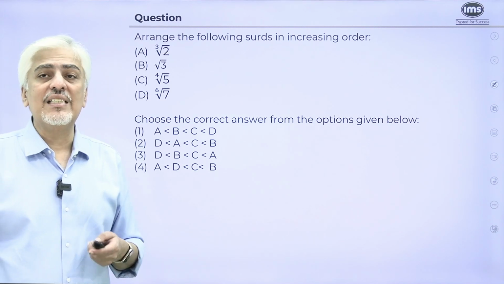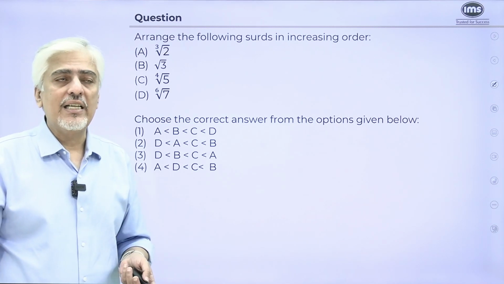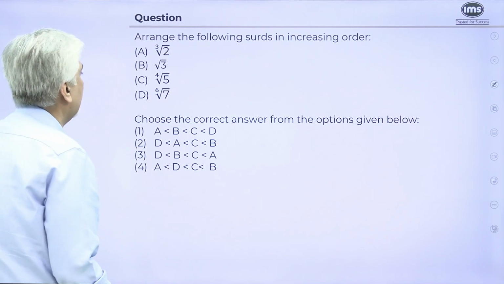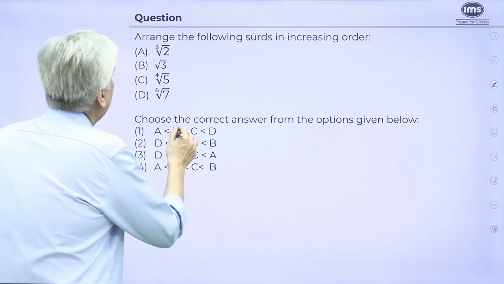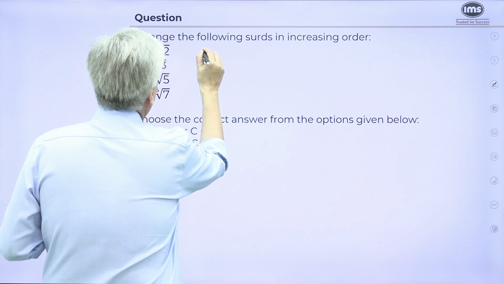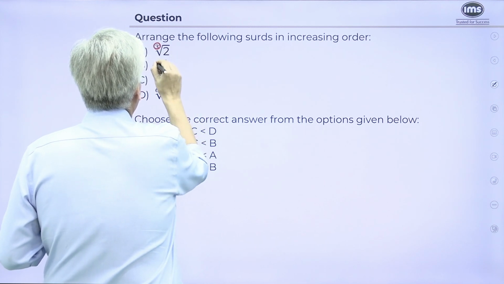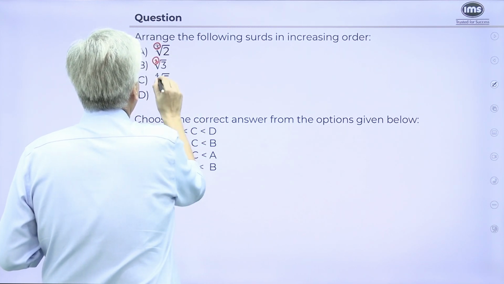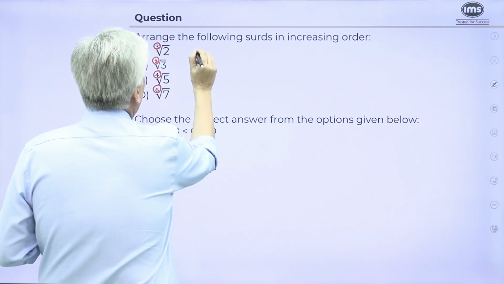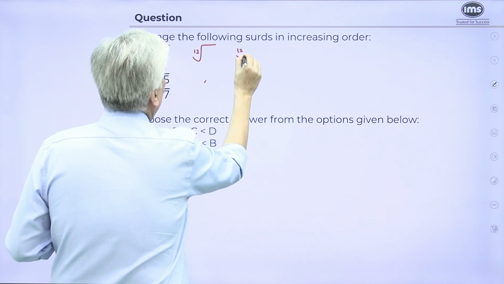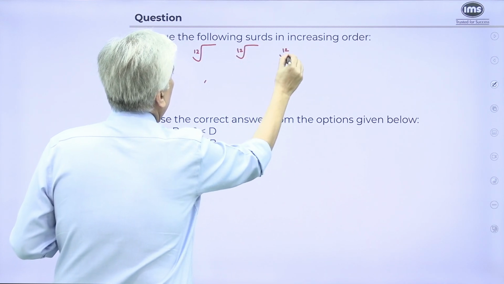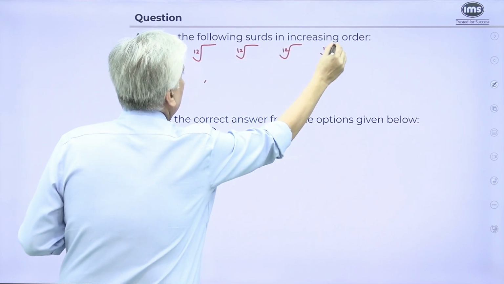Arrange the following surds in increasing order. It's a concept. If you have seen the concept videos, you should know this. First one is the cube root of 2 and then the square root of 3. So you take the LCM of these numbers. This is 3, this is 2, so the LCM is 6, and 6 and 4 LCM is 12. So the total LCM we need to take is 12. So write all of them in terms of 12th roots.